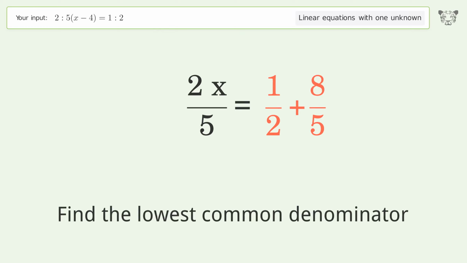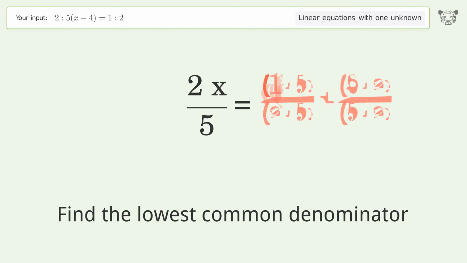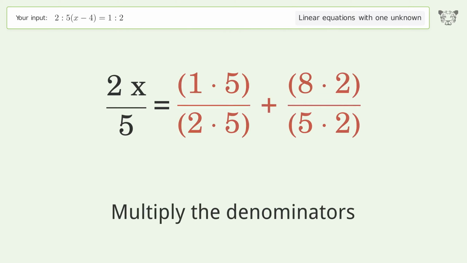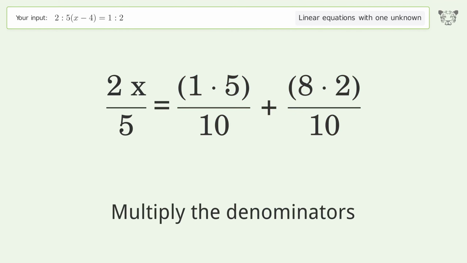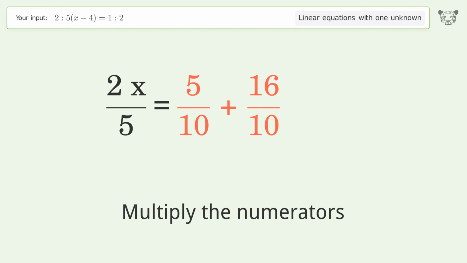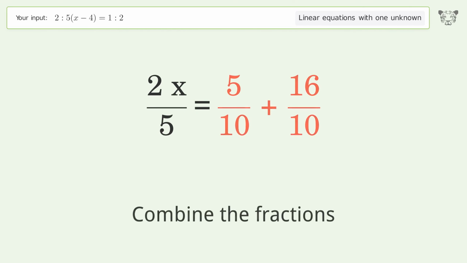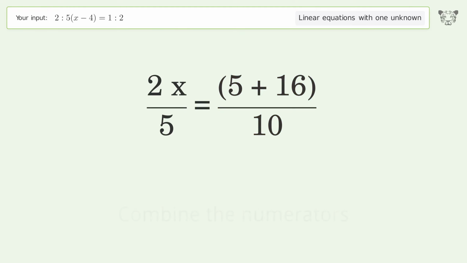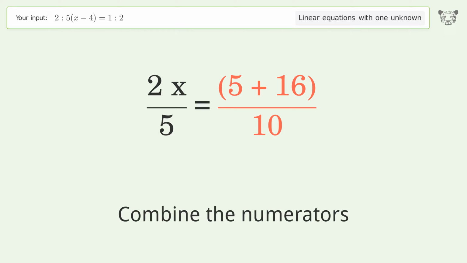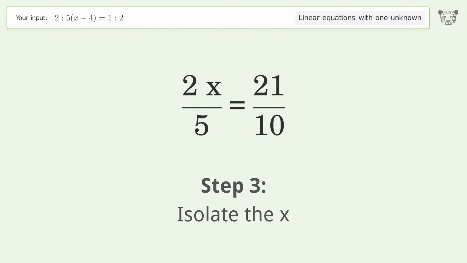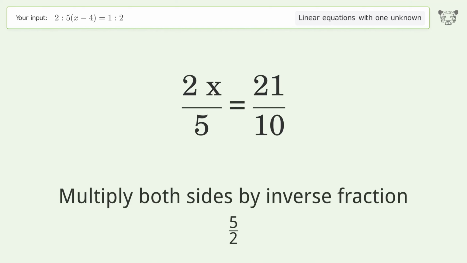Find the lowest common denominator. Multiply the denominators. Multiply the numerators. Combine the fractions. Combine the numerators. Isolate the x. Multiply both sides by the inverse fraction 5/2.